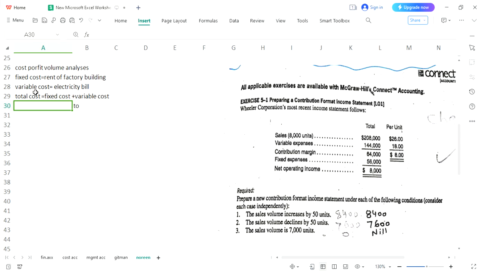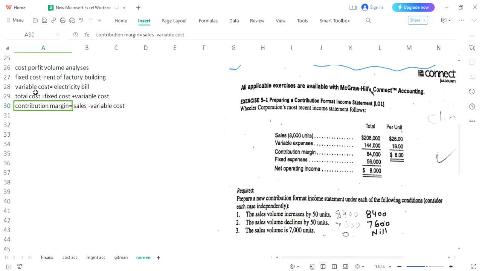And then we have discussed contribution margin. And how would you calculate contribution margin? For that you will subtract your variable cost from sales. When you subtract your variable cost from the amount of sales, you will get your contribution margin.